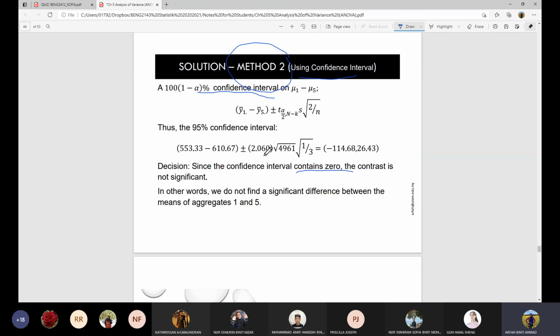Okay. So take a look at this one by using confidence interval. The 100(1 minus alpha)% confidence interval on mu1 minus mu5 is by using this formula. Yang ini ada formula yang saya letak dekat dalam, chapter 5, analysis of variance.